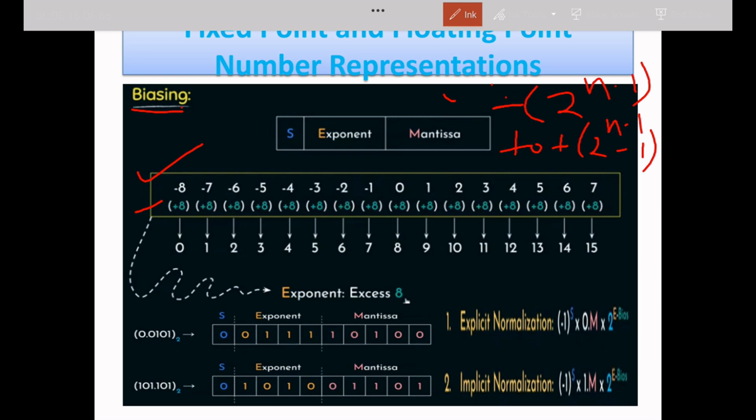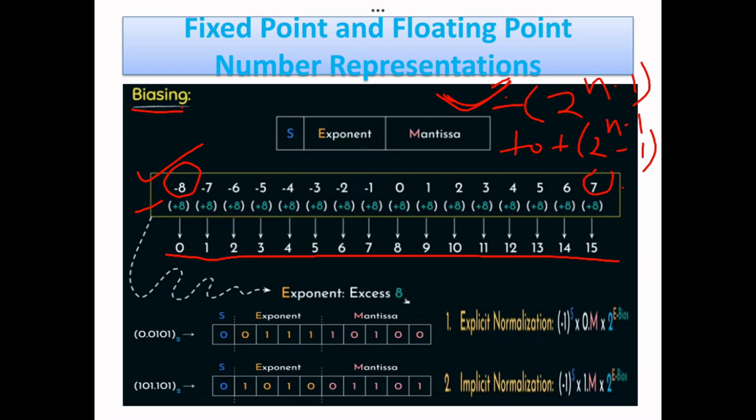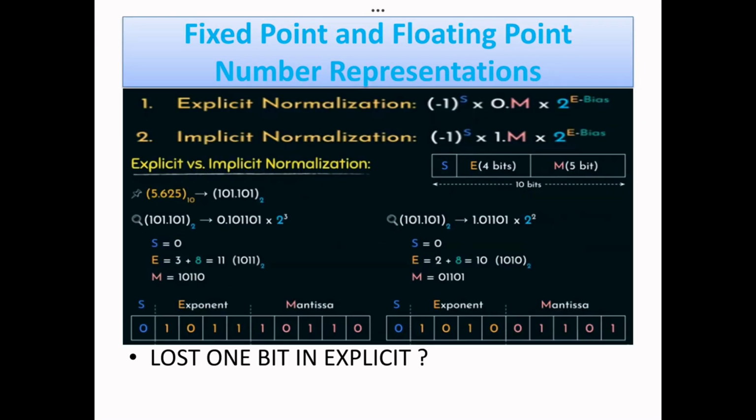So if you are adding this plus 8 everywhere to the two's complement range from minus 8 to 7, you can check the range here by placing n equal to 3, then you will get the answer. After adding, we get all the decimal numbers from 0 to 15, the whole range. Now we are going to the explicit and implicit representation. We will discuss which one is the best.